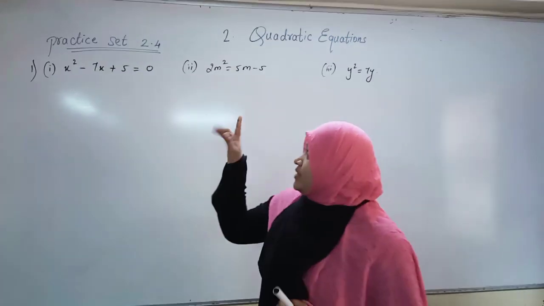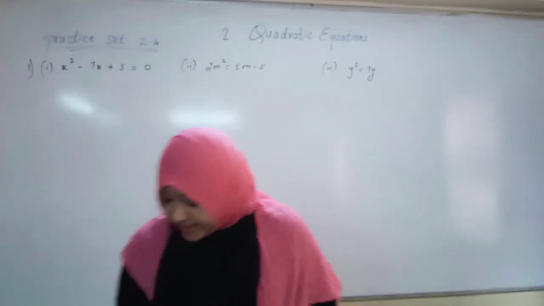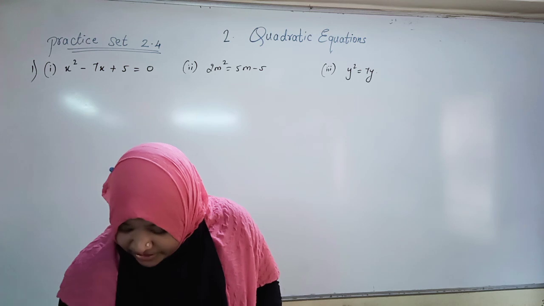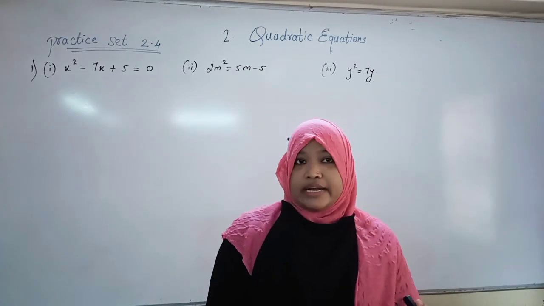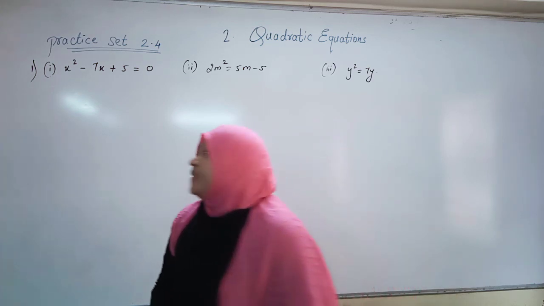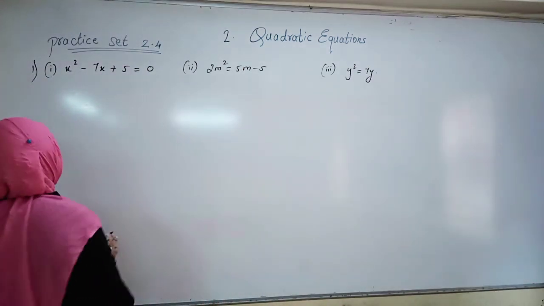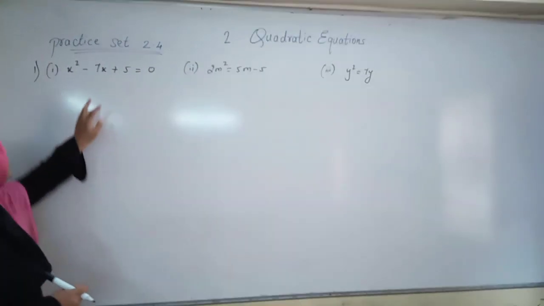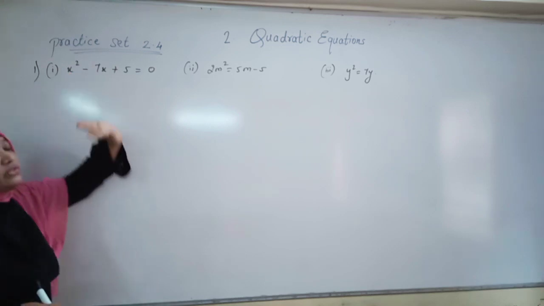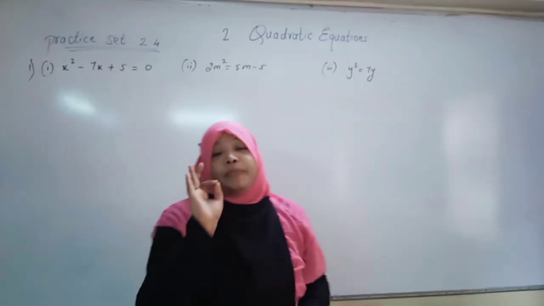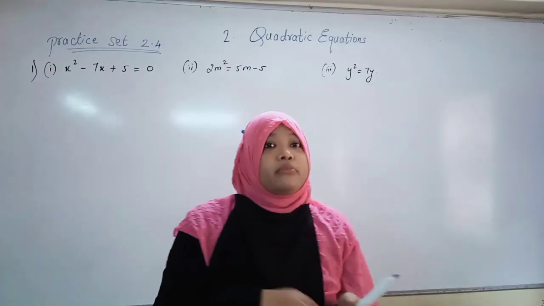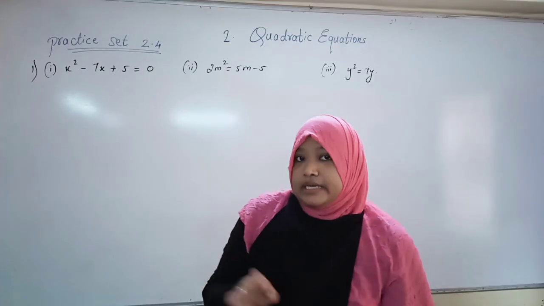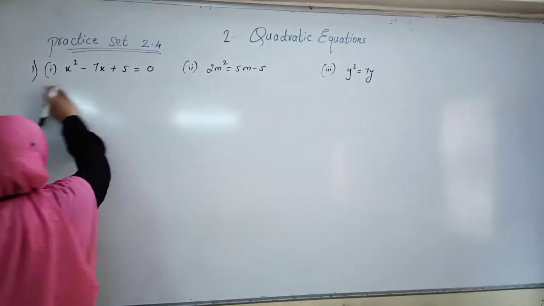Okay. The very first question is that we have to find the values of a, b, c by comparing with the standard form. You know the standard form of a quadratic, right? Now we will see the first question. What is that? x square minus 7x plus 5. See student, first we have to check that the question is in the standard form. If it is not in the standard form, then we have to arrange it. It is already in the standard form, so we don't need to arrange it.